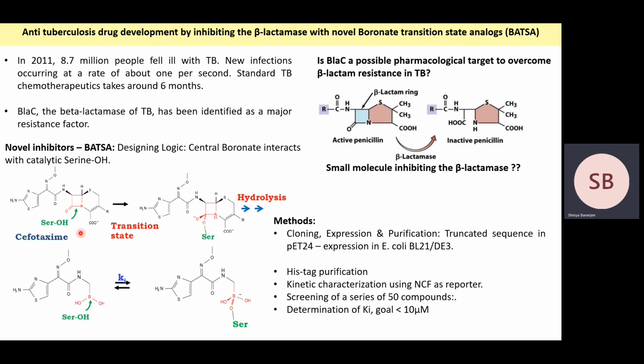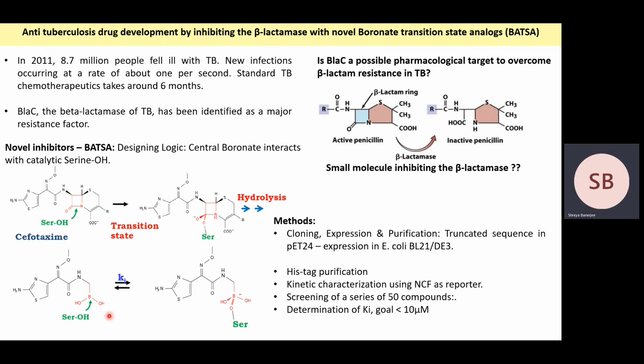A novel inhibitor, BATSA, was proposed, which has this boronate group. So how this works is that in beta-lactamase, a serine is present in the beta-lactamase active site, and it attacks this carbonyl of the beta-lactam and attaches to it, and then it breaks the amide bond, causing hydrolysis and opening of the beta-lactam.